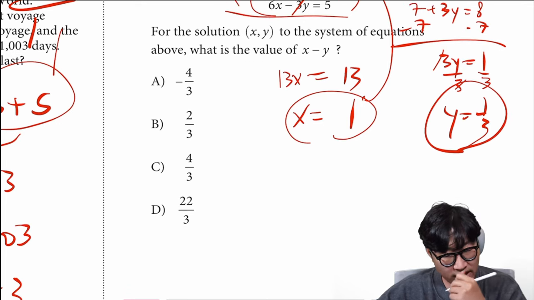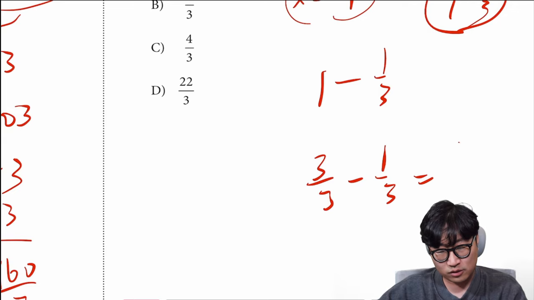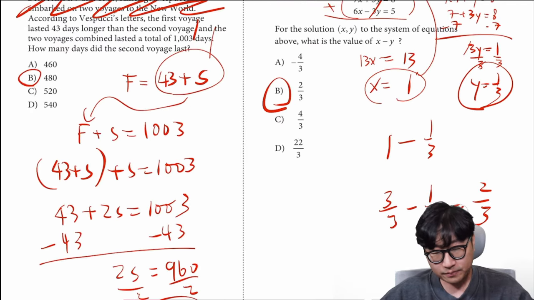What do they want me to do? x minus y. So 1 minus 1/3. So 3 over 3 minus 1 over 3. That's 2 over 3. Answer choice B.